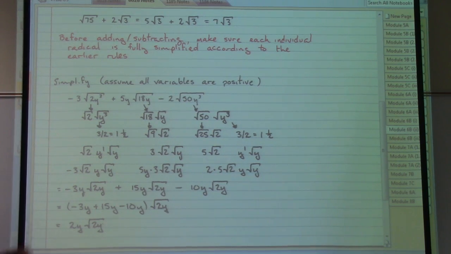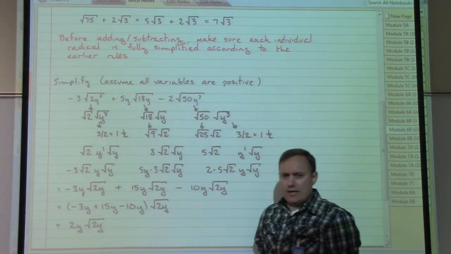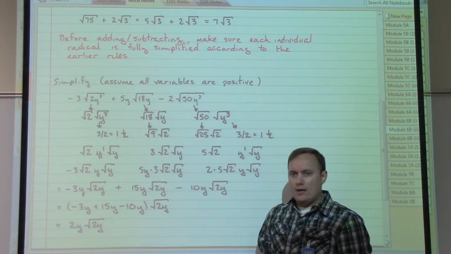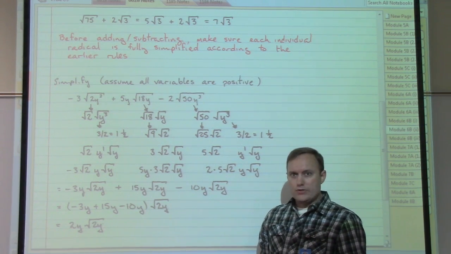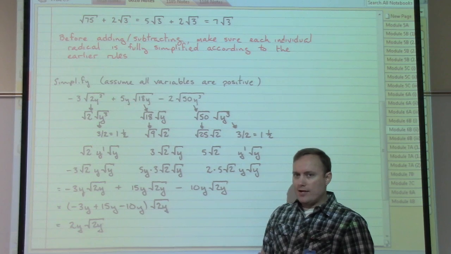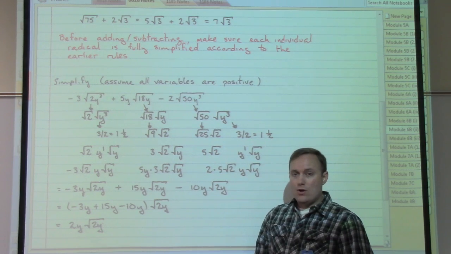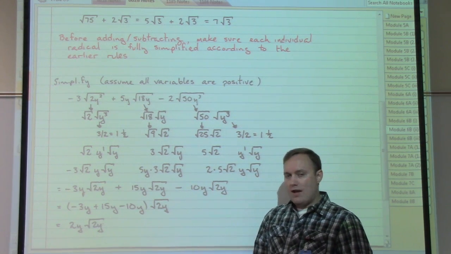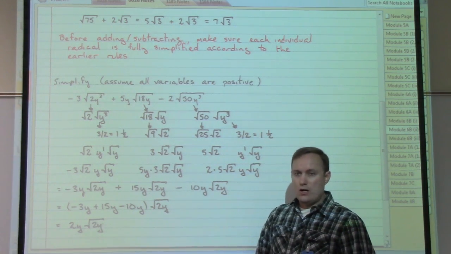So again, going back to that earlier comment at the top of the screen in red, before you do any adding or subtracting or decide that you cannot do any adding or subtracting, make sure that each individual radical has been simplified as much as possible so that you can say with greater certainty that you do or do not have like terms. If you do have like terms, you combine them together. As long as you've got the same radical, the same root, as well as the same expression underneath those roots, then you do have like terms, and you can combine those together in order to get a shorter and simpler answer.